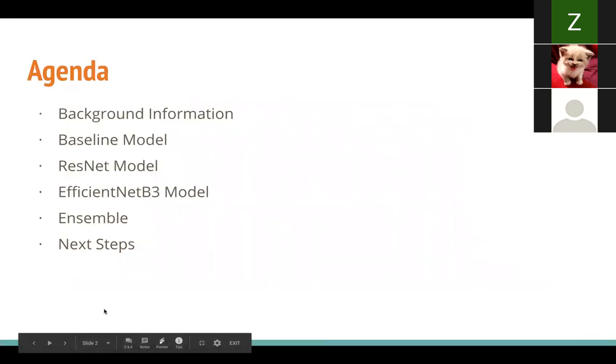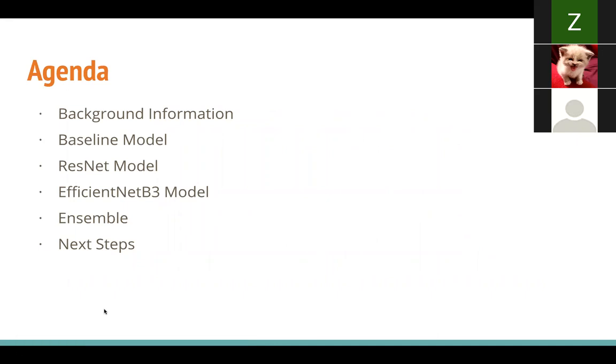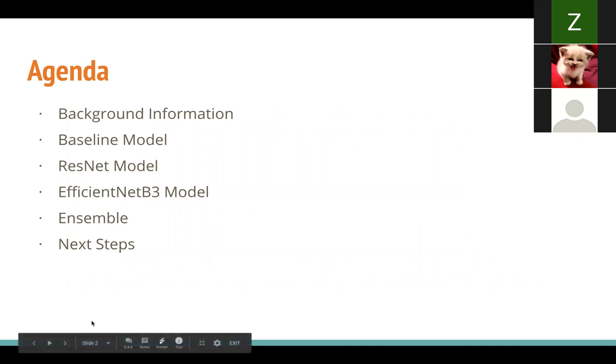So I am Zayan Du, and I will start with some background information about the competition and introduce our baseline model. Then Jiayuan will introduce the ResNet model. Next, Xu will introduce the EfficientNet V3 model as well as the Ensemble model. And she will also talk about the next steps in the end.